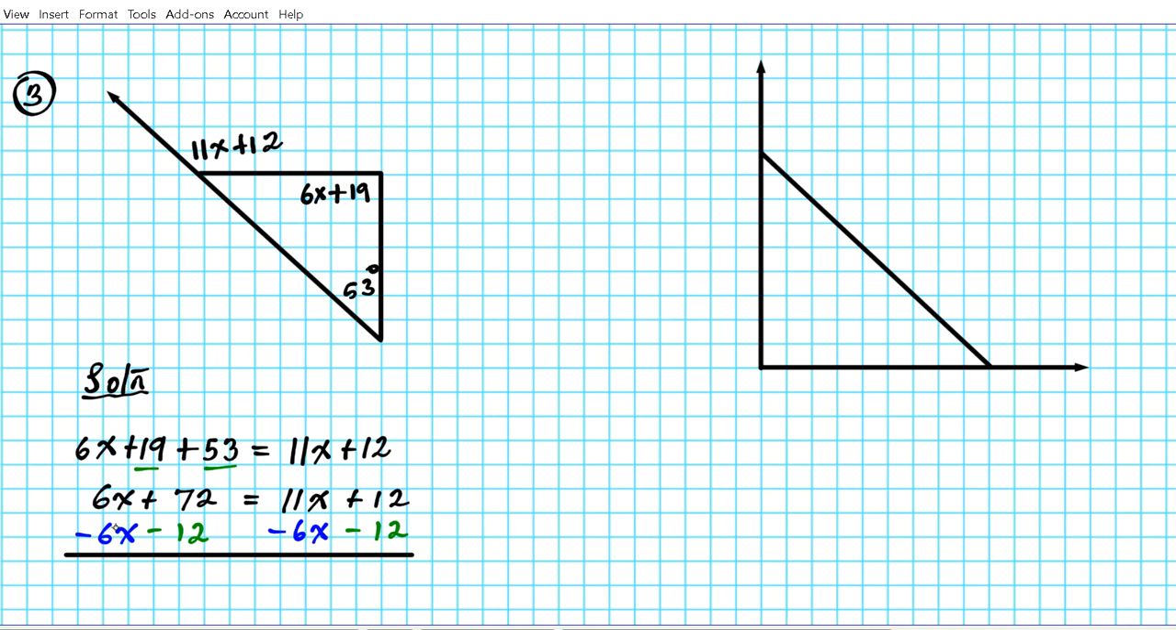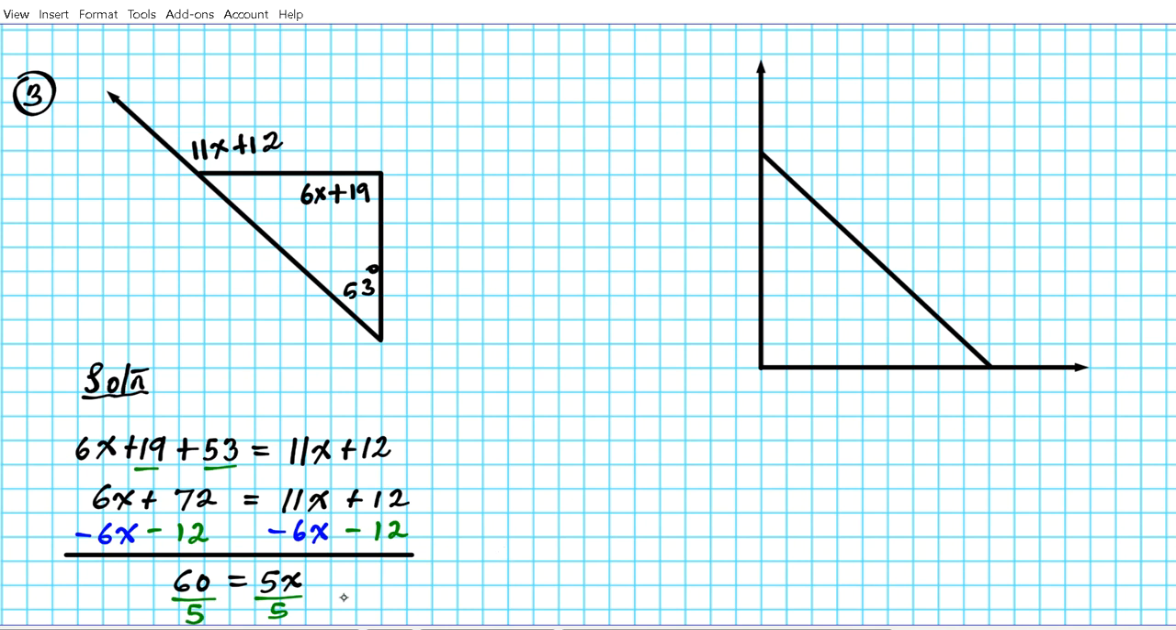Okay, so what do we have here? This is gone. 72 minus 12 is 60 equals 11x minus 6. You subtract, you get 5x. And then to finish it off, you just divide both sides by 5.